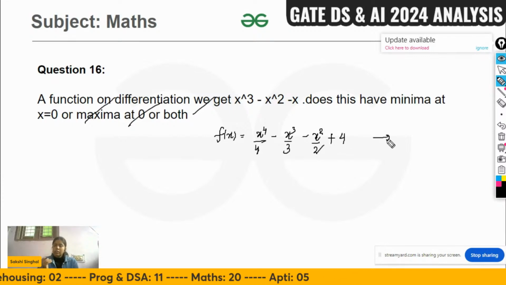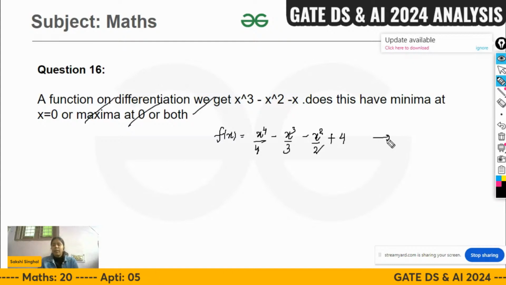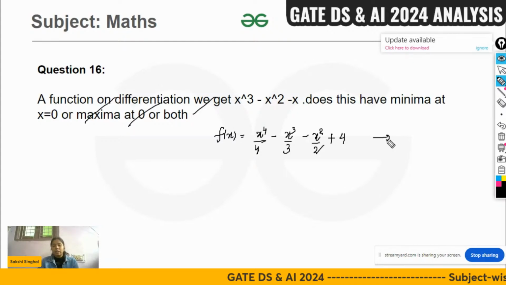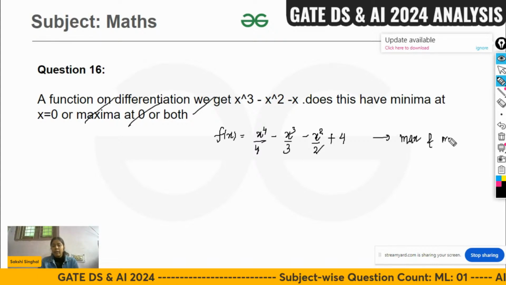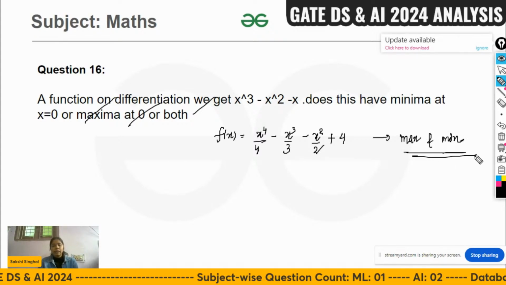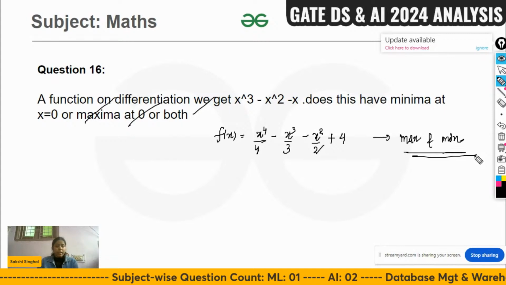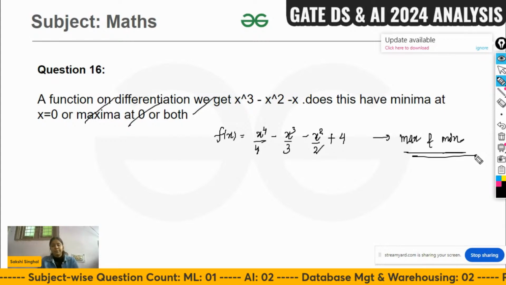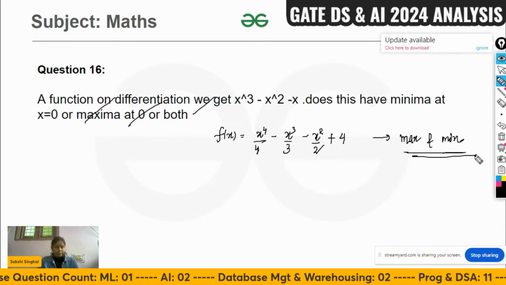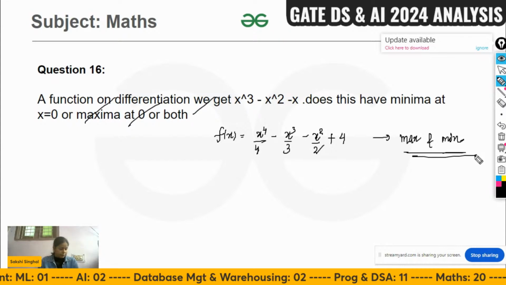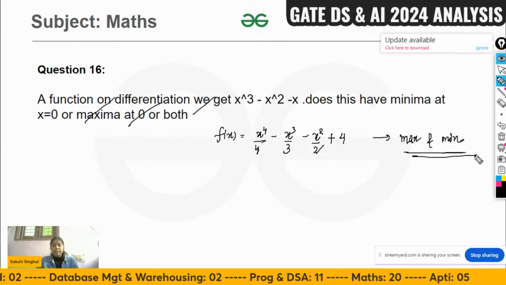There are some options, and in those options you have to find out at what point you are getting a minima and at what point you are getting a maximum. Just tell me that you have to find out maxima and minima at certain points. They have given the critical points. Guys, was this question there or not?